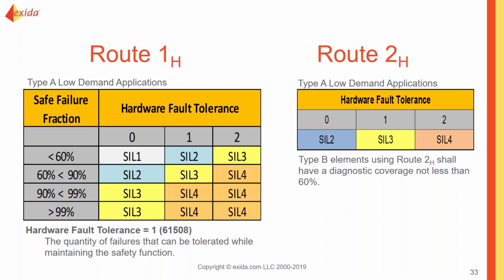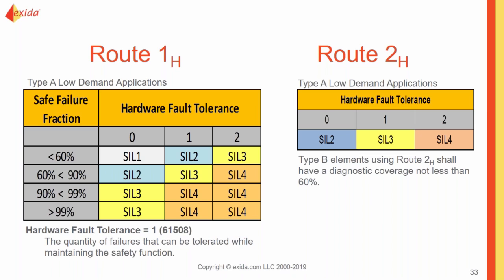On route 2H, you can see the table's a little more simplified, still has the same concept of hardware fault tolerance and the different SIL levels. However, route 2H, we no longer have the safe failure fraction calculation. We're going to be using that high quality data, that prior use justification. And you can use these tables associated with it.